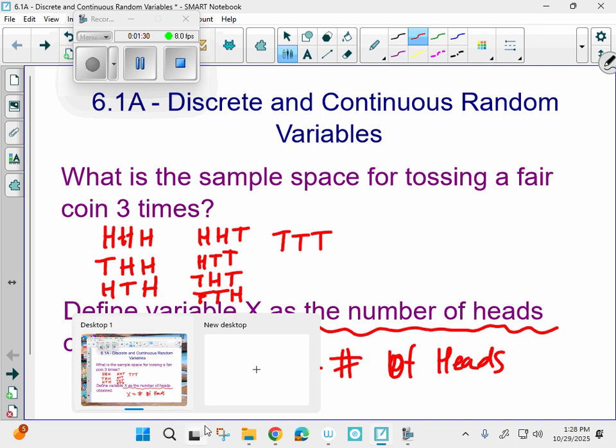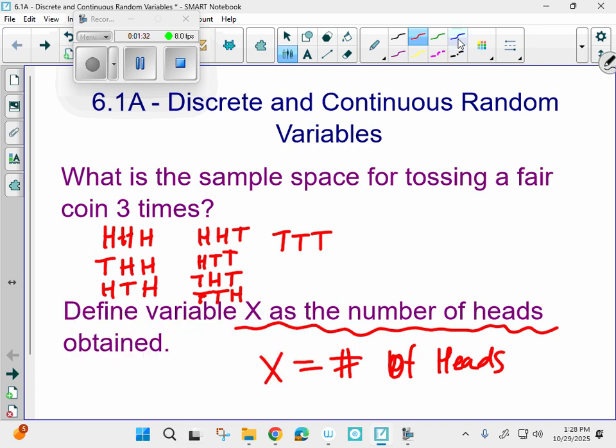So how many heads did I get here? I got 3 heads. How many heads did I get here? 2. How many heads did I get here? 2, 2, 1, 1, 1, none. And we're going to make a probability distribution for the number of heads and then the probability of that occurring. So if I flip a coin 3 times, what is the probability of getting all 3 heads?